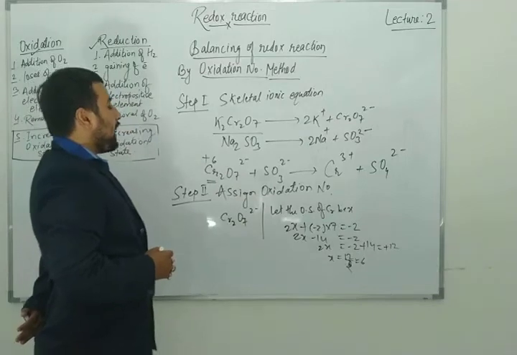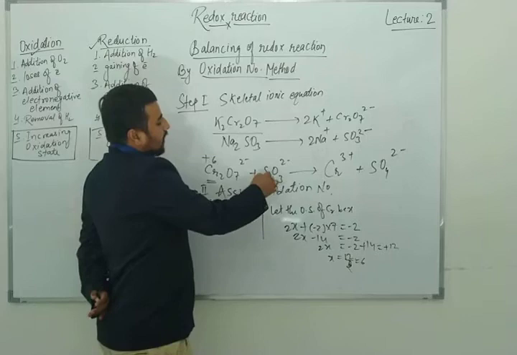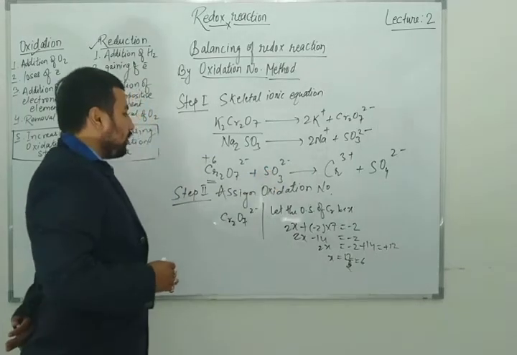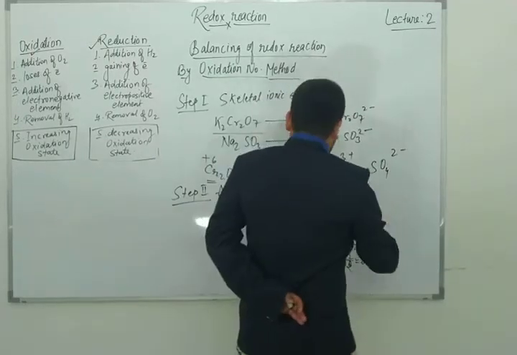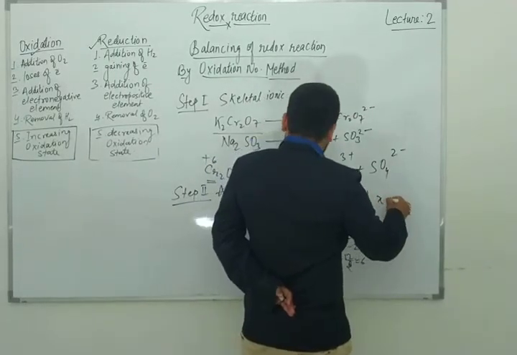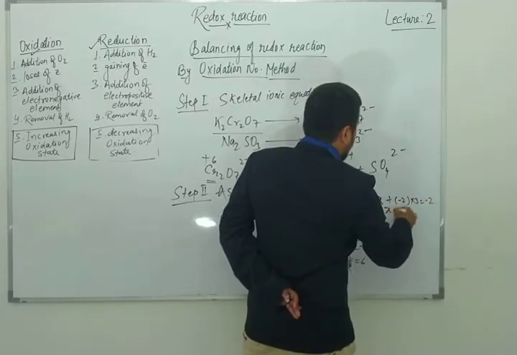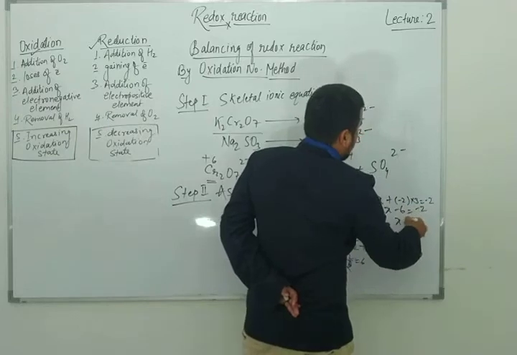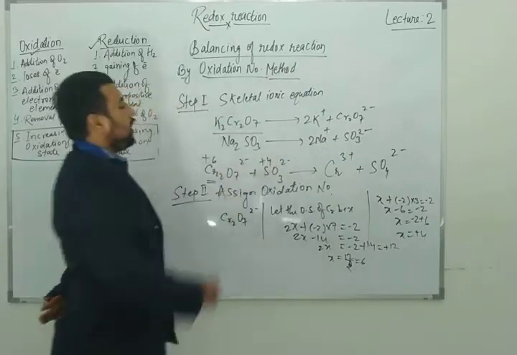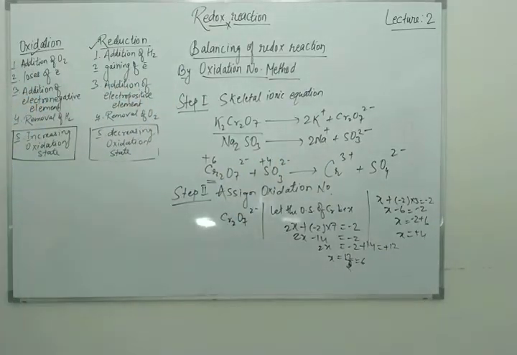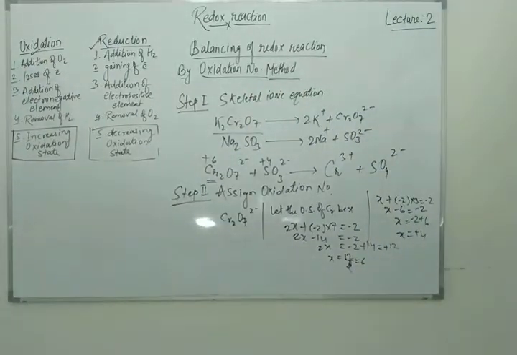Similarly, for sulfur, let it be x. Then x plus -2 into 3 is equal to -2. x minus 6 is equal to -2. x is equal to -2 plus 6, so x is equal to +4. So I have written that +4 is the oxidation state of sulfur. So in the second step, what you have to do? You have to assign.